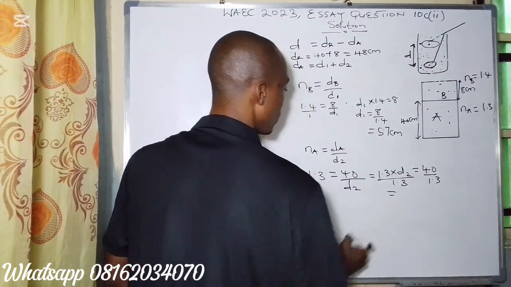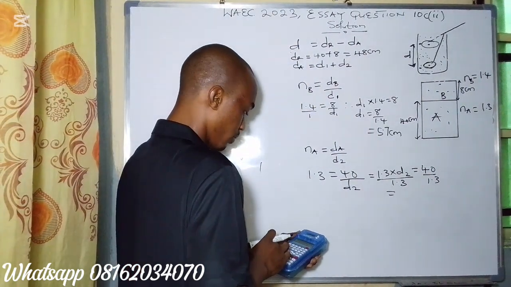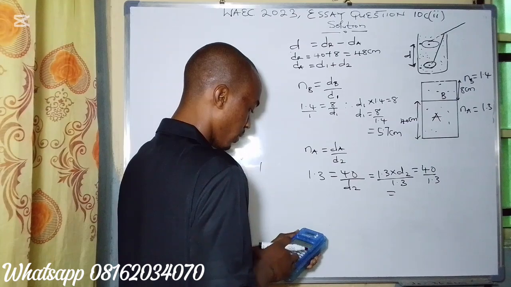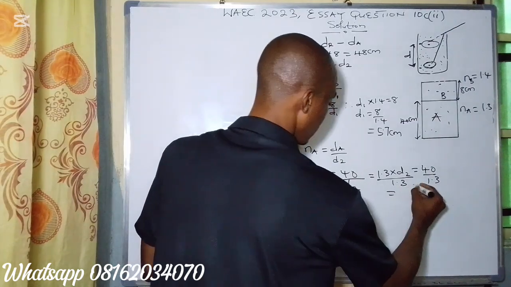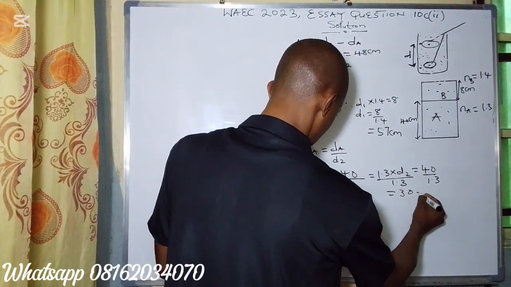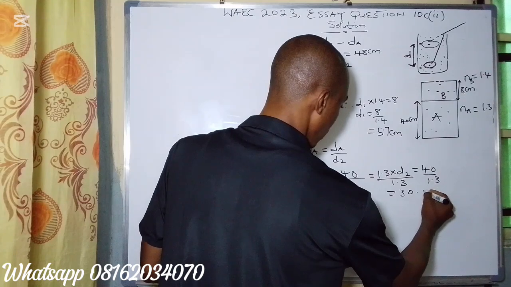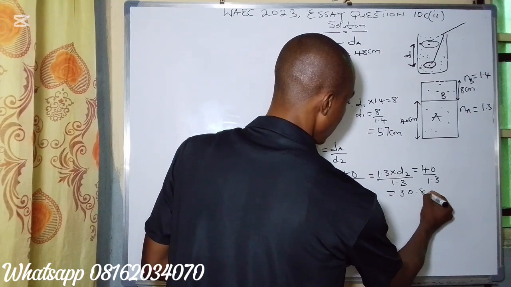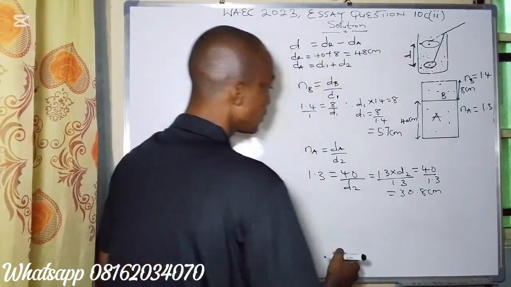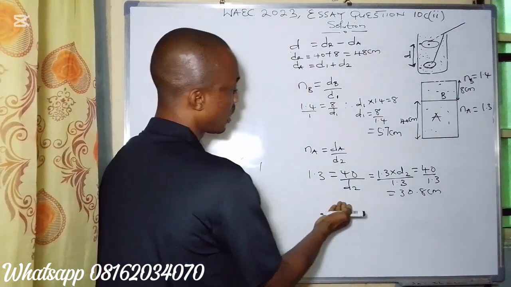Divide both sides by 1.3. What do you have? We have 40 divided by 1.3. You're having 30 point, approximately 30.8 cm. That's what you have. So from here we can progress.